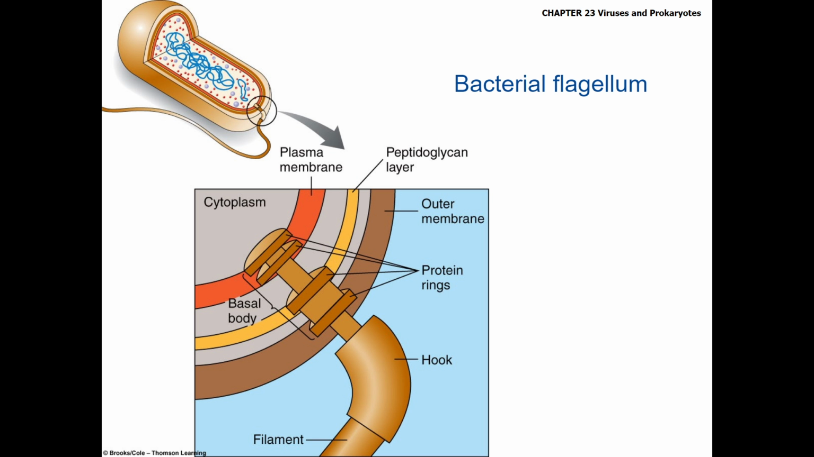The bacterial flagellum here, you can see that it goes through the plasma membrane and the peptidoglycan layer of the cell wall, and even through its outer membrane, and protein rings are embedded throughout these membranes. Then the hook and filament structure create the entire flagellum.